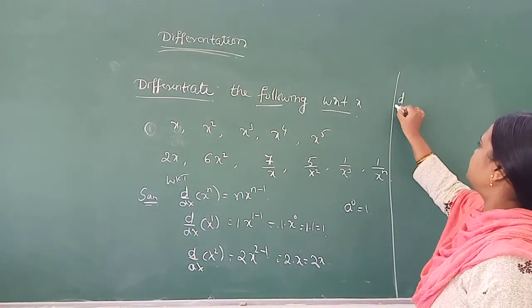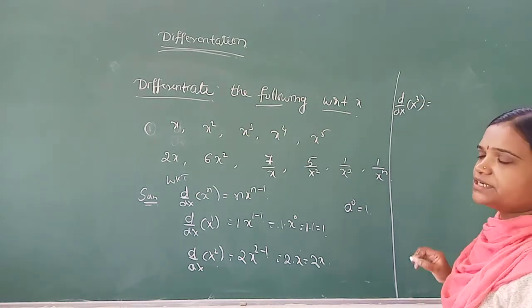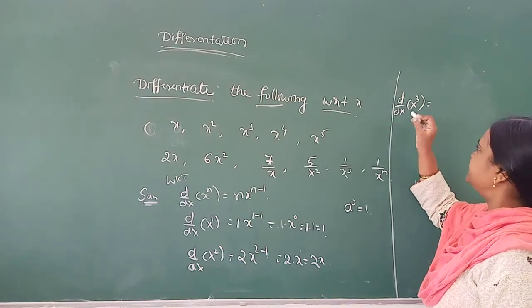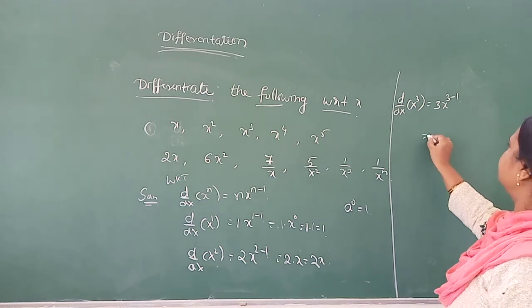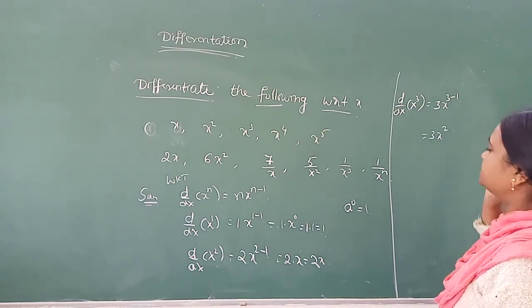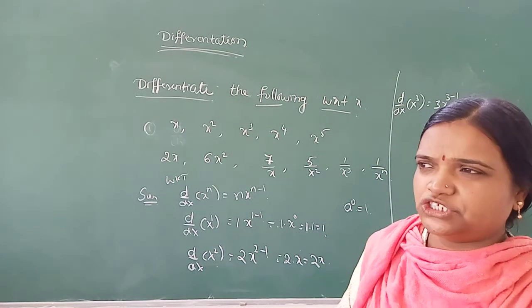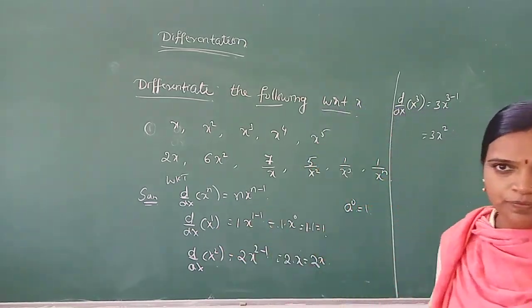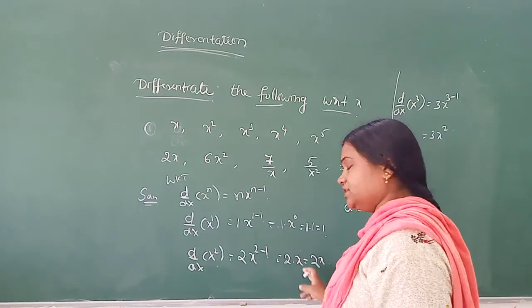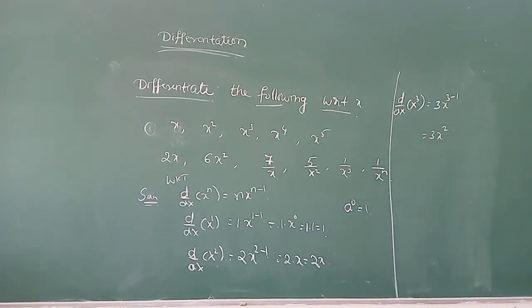Next, d by dx of x cube. Correct? Apply the same formula. n is 3 here. 3 x to the power 3 minus 1. Just observe these 3 examples and tell me what it represents. Differentiation of x, we get 1. Differentiation of x square, 2x. Differentiation of x cube, 3x square.